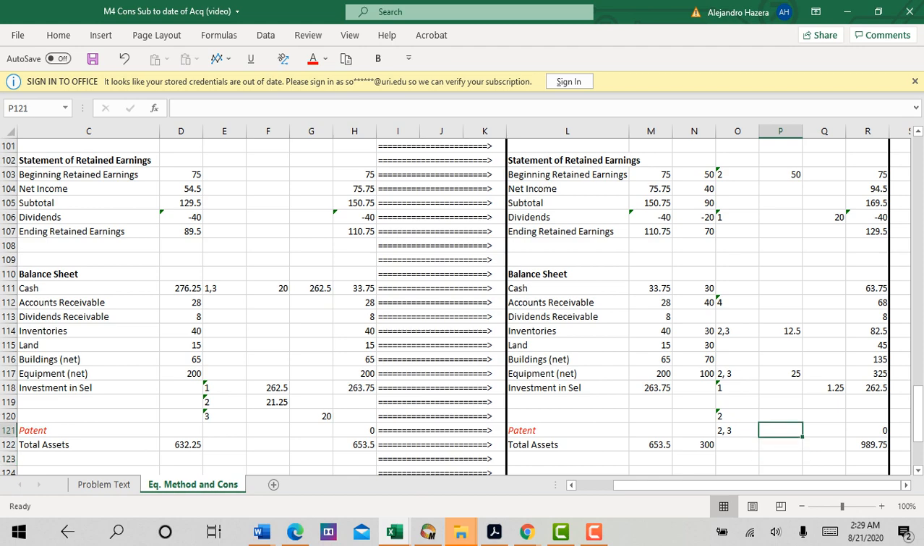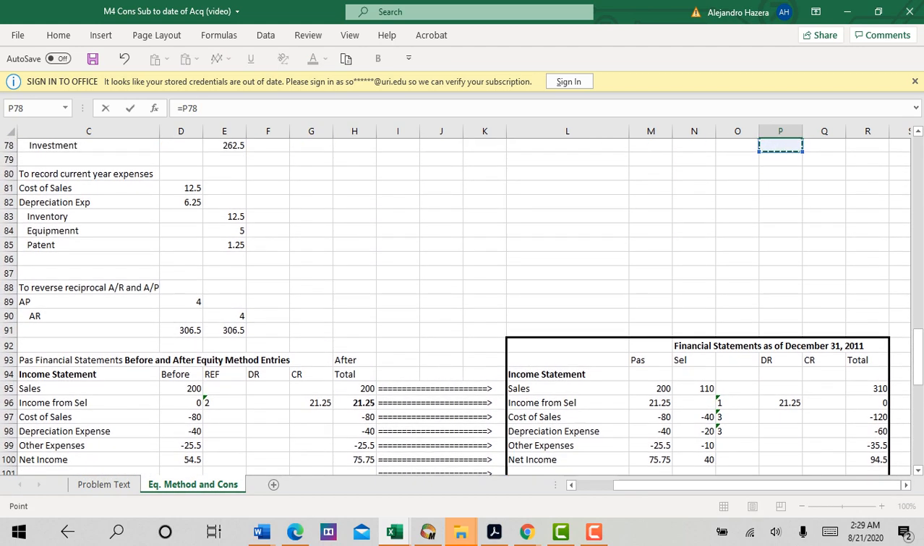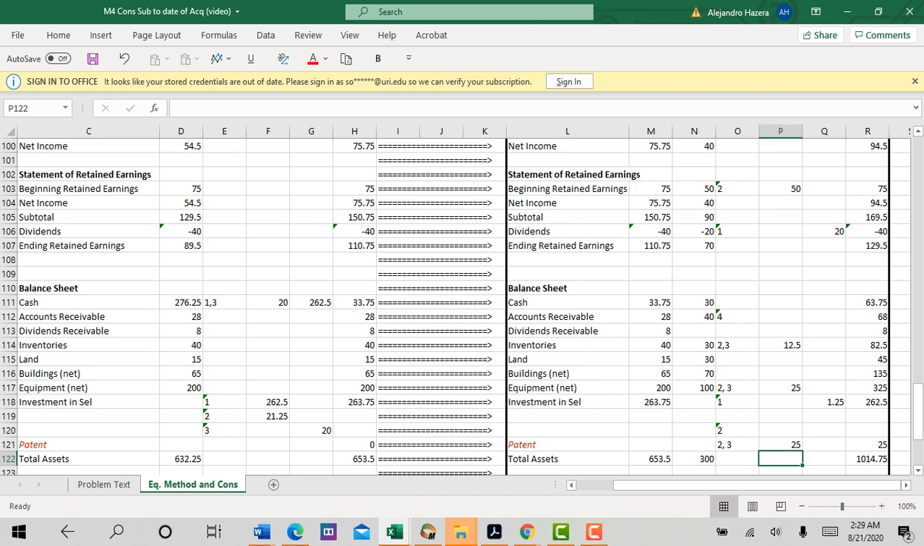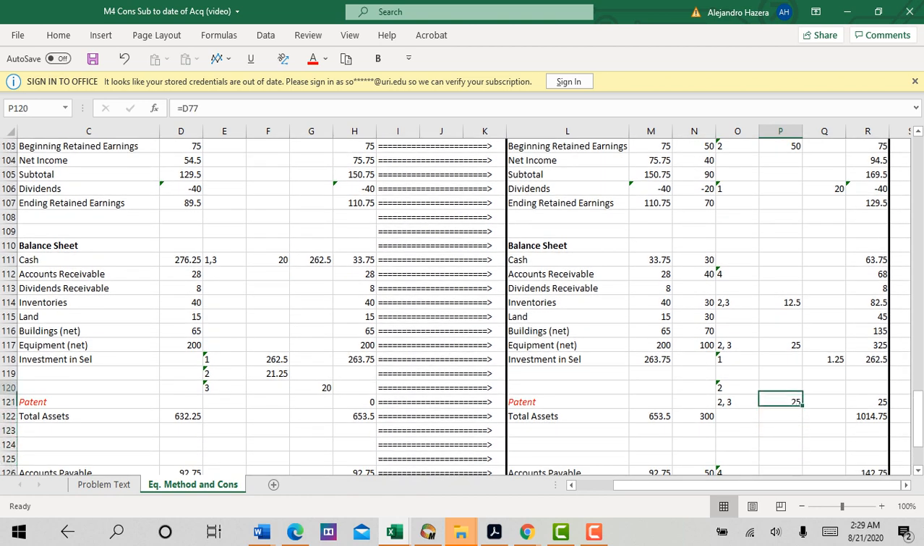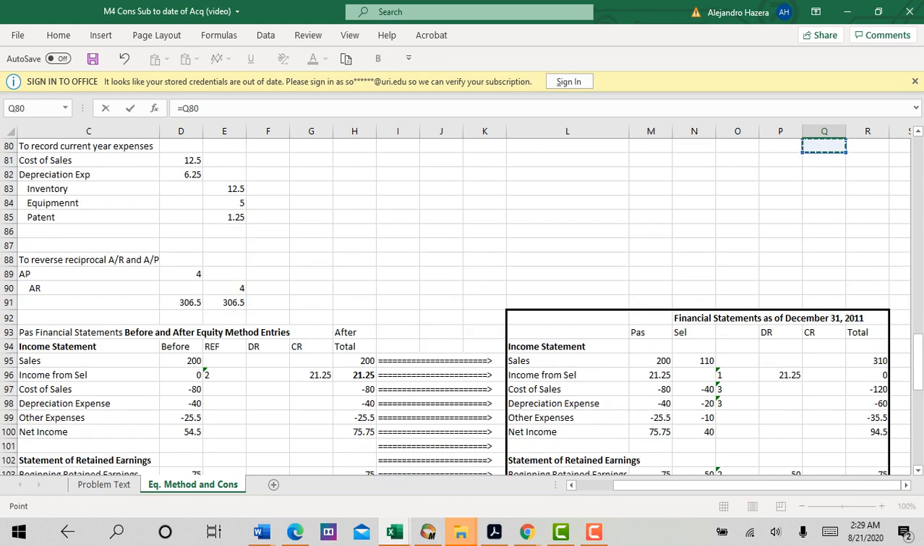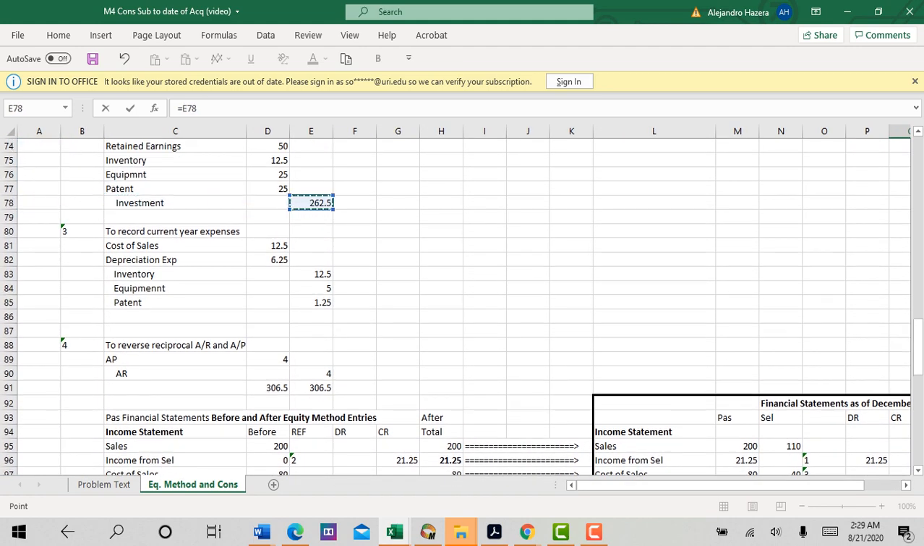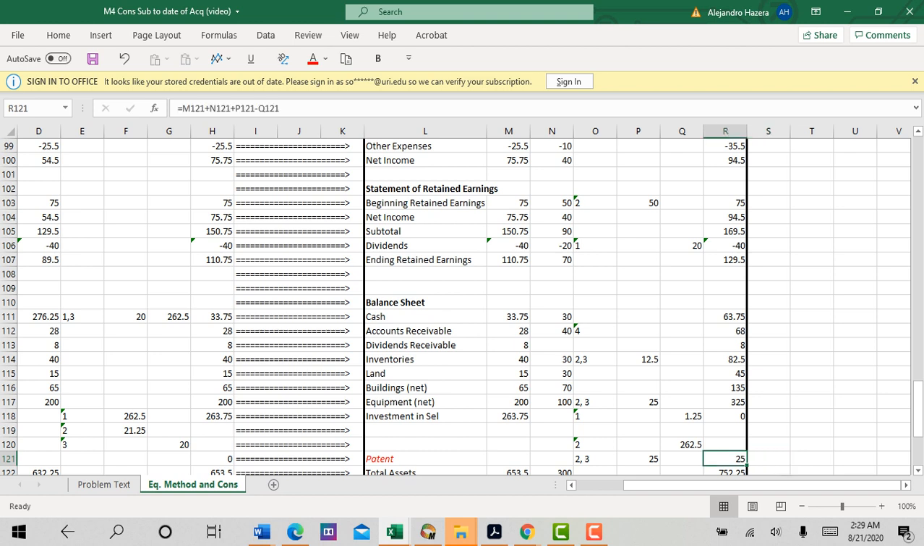And we're actually going to record that patent. We're going to record the patent for 25. And then the final credit here is we're going to credit the investment account for its beginning balance of 262.5, which makes it 0.